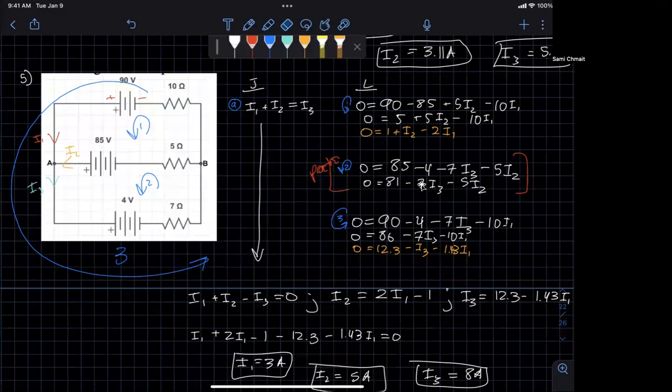When you're trying to find the sign of the battery, you draw your loop. If your loop hits the plus terminal first of a battery, then it's going to be a negative. And if your loop goes through the battery the direction the current would, from minus to plus terminal, it's going to be a positive. Okay.